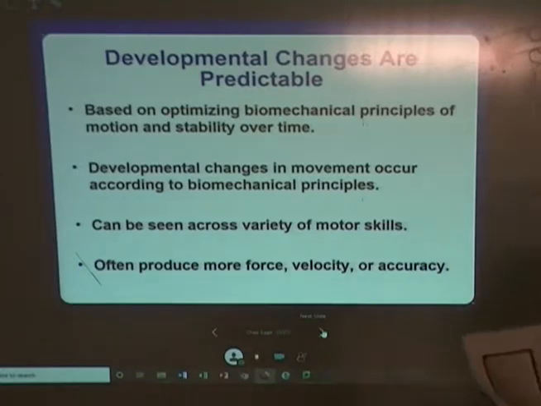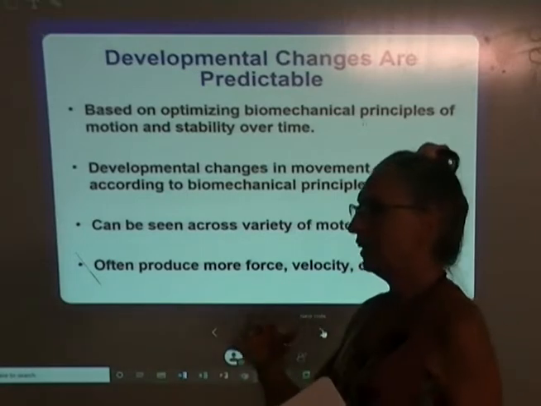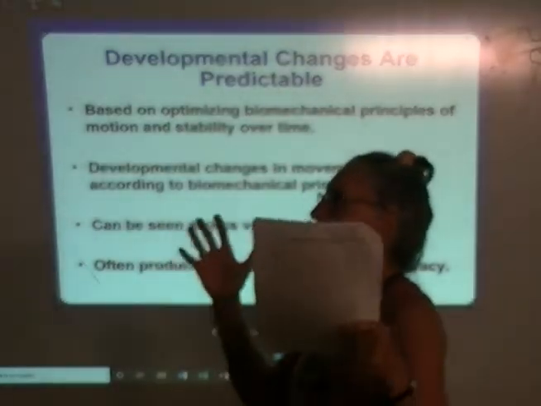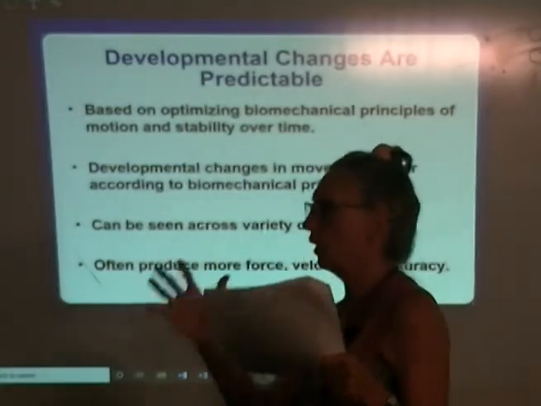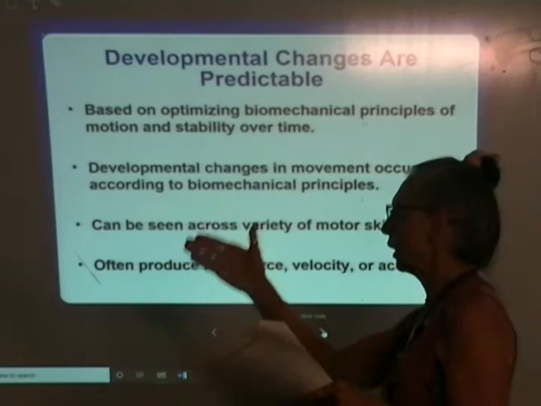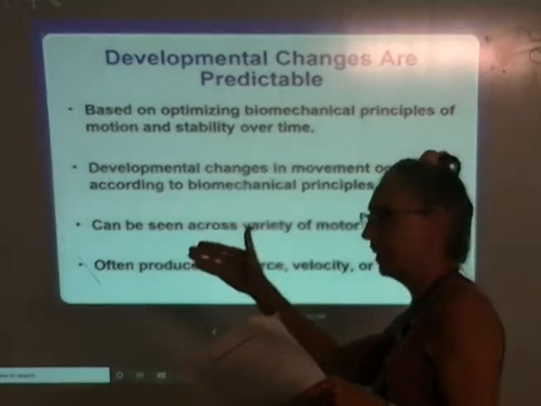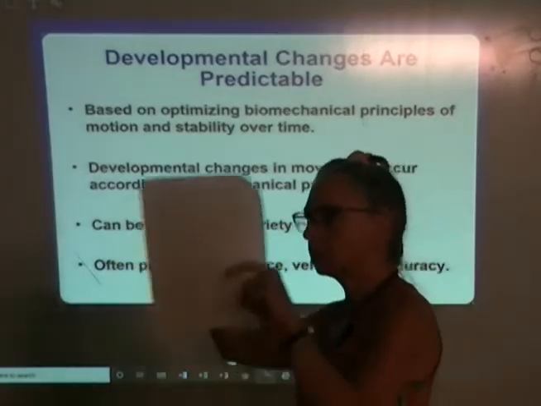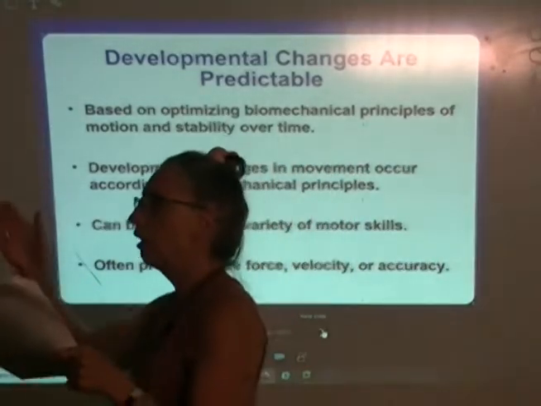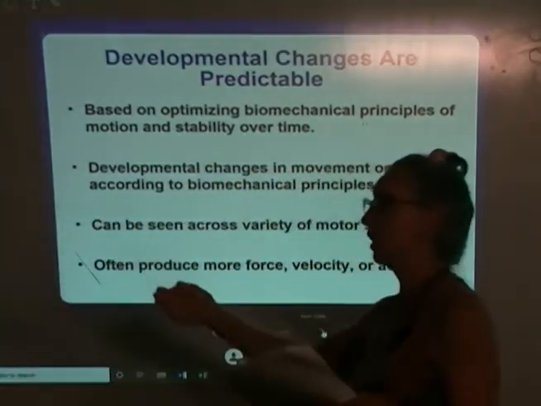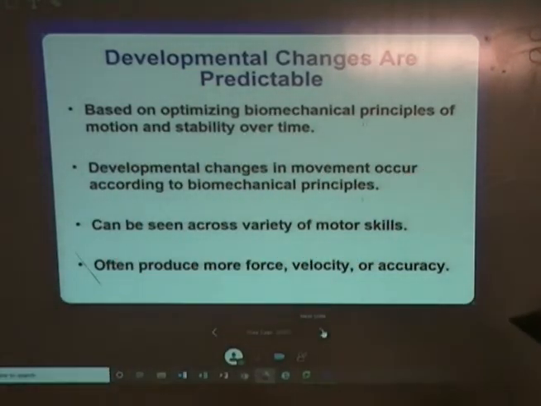We've mentioned a couple of times that developmental changes in movement are predictable, right? When we look at particularly the MSU chart, we can see that there's this predictable sequence of changes, sometimes quite small changes, sometimes large changes, that lead to the next level of the skill, okay?